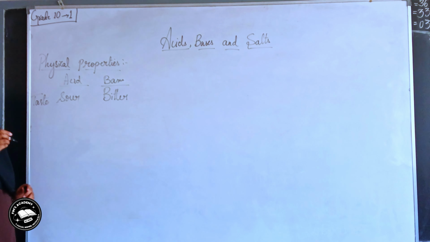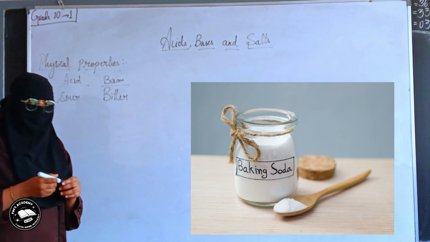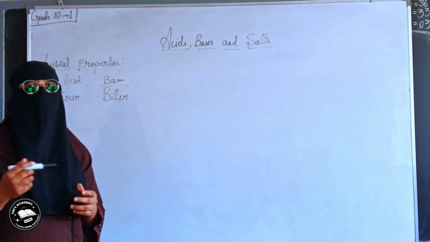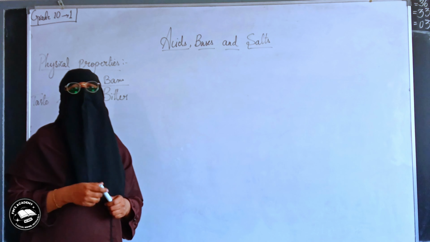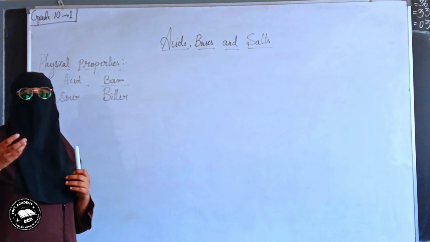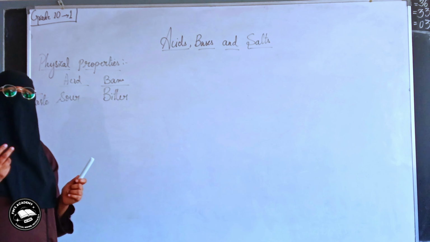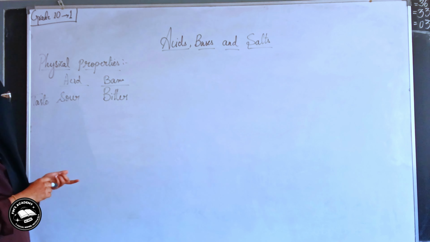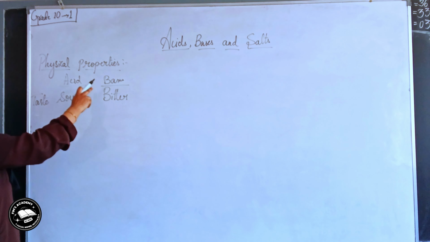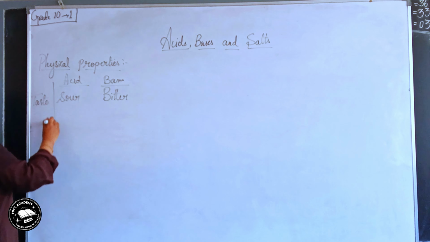A very good example will be baking soda. We might have seen that idlis and dosas, whenever they are prepared, it is a usual practice that we add baking soda into that. Wherever the quantity of baking soda goes high in idli or dosa, their taste slightly changes to bitter. That is all because of increase in the base quantity. So these bases are basically bitter in their taste.